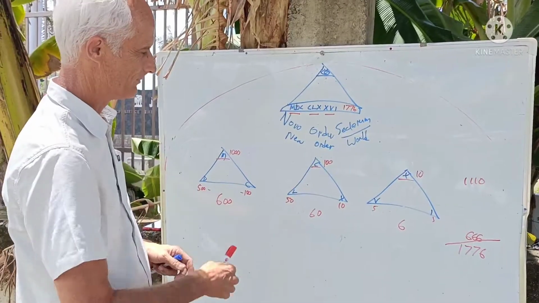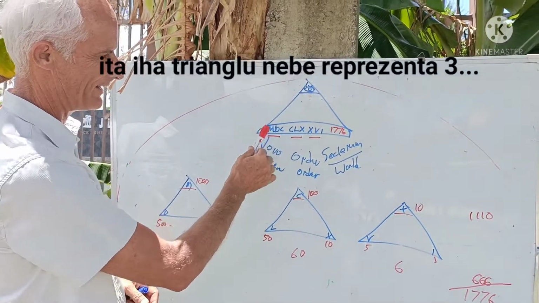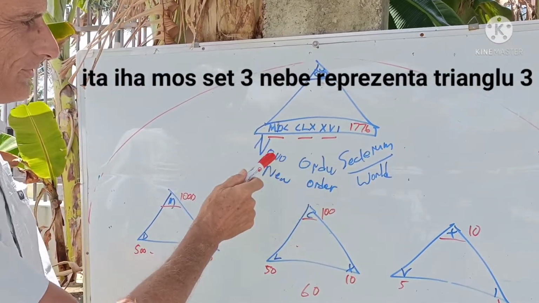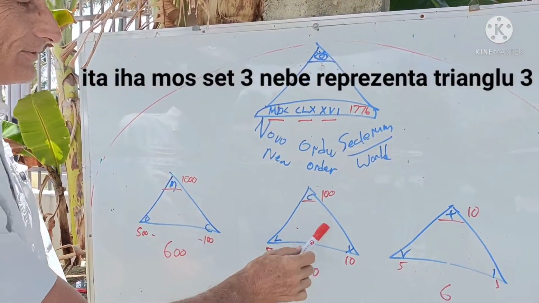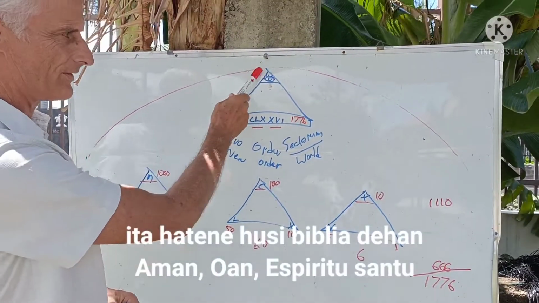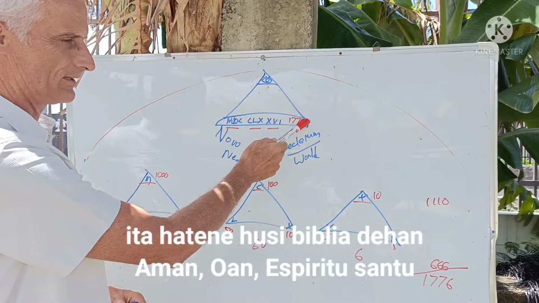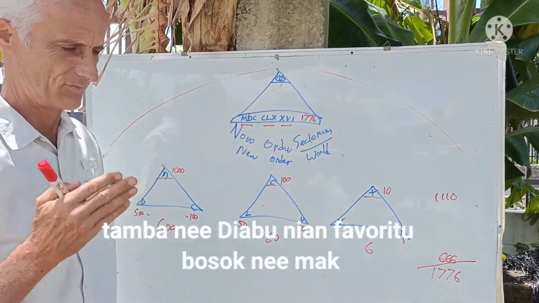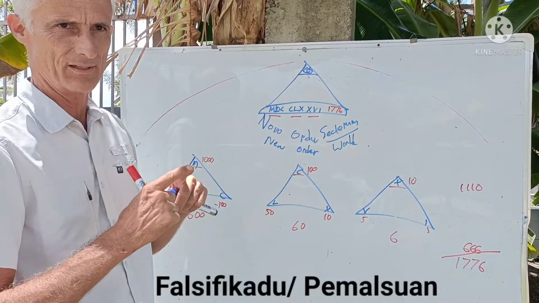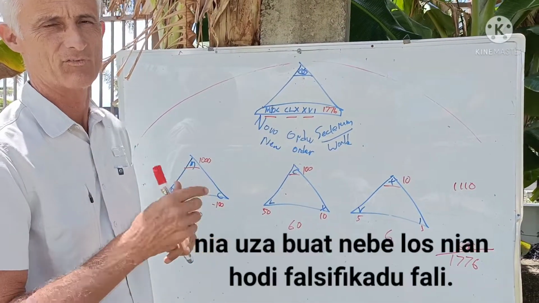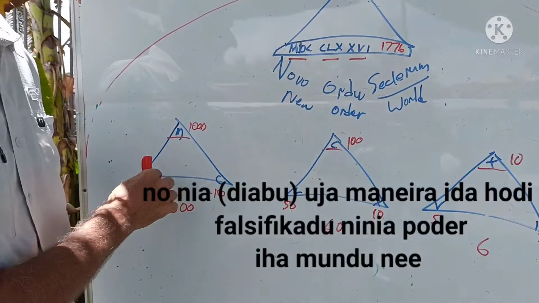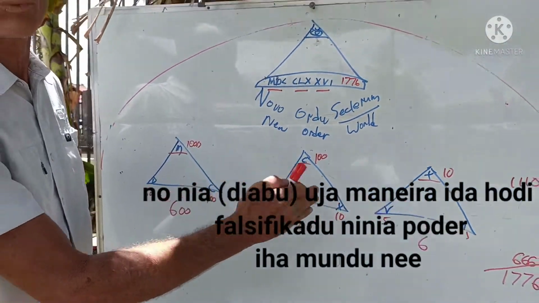Wow. So, we have the triangle that represents the three. We have three sets of three that represent the three triangles. And we know from the Bible that we have the Father, the Son, the Holy Spirit. So the devil's favorite trick is to counterfeit, to take what is real and to fake it or falsify it. So he has come up with a way to falsify his own rulership over the world.